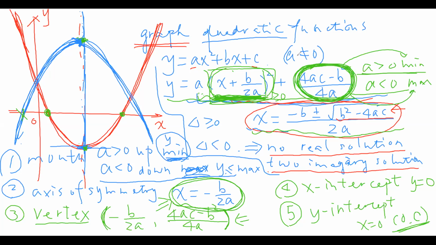So when you draw any parabola, you need to keep in mind how to find whether its mouth opens up or down, what its axis of symmetry is, what the vertex is, what the x-intercept is, and what the y-intercept is. Okay, let's keep that in mind here.